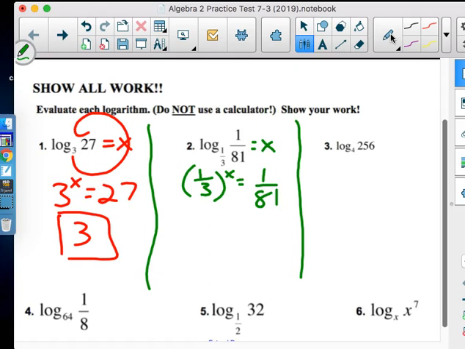And Austin, what you got back there? 4. Has to be 4. 3 to the 4th is 81. Again, you'll have your power charts. This one.